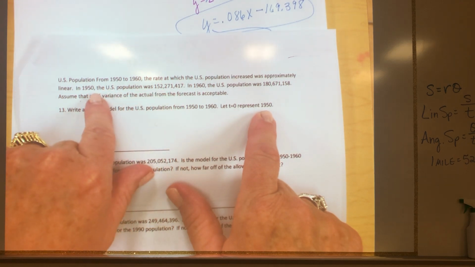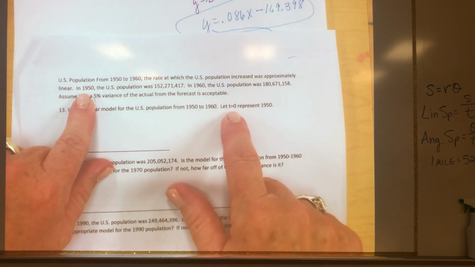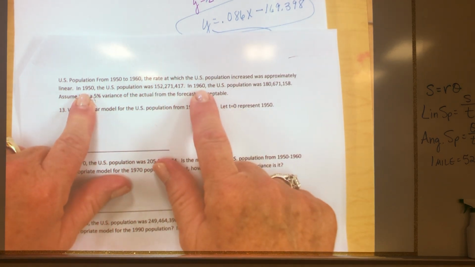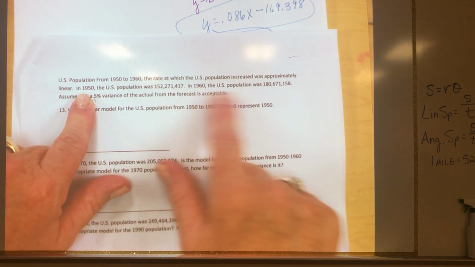0, 152 million. Okay? And if 1950 is 0, what's 1960? 10. You see what they did? They just changed it up a little bit, but that's okay. You can still do it. All right? You can still do it.